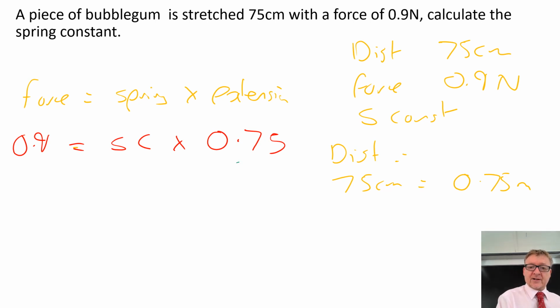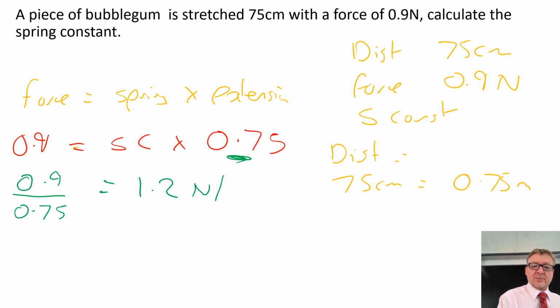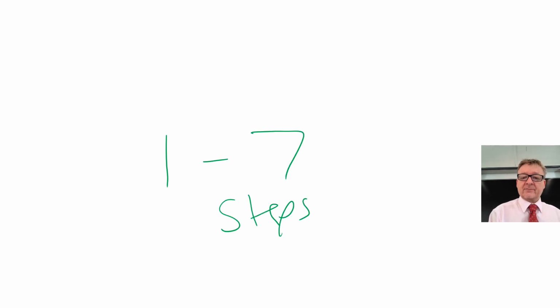Because it is times on this side, it becomes divide on the other, so 0.9 divided by 0.75 equals a spring constant of 1.2. And then the units are newtons per meter. Again, they're just getting slightly harder, but follow the path, follow the 1 to 7 steps. If you can do that, you're sorted.